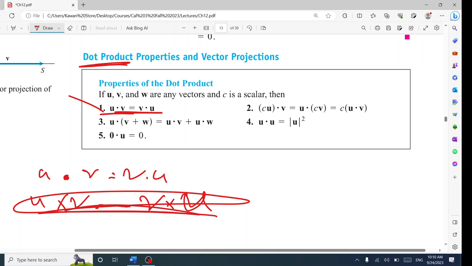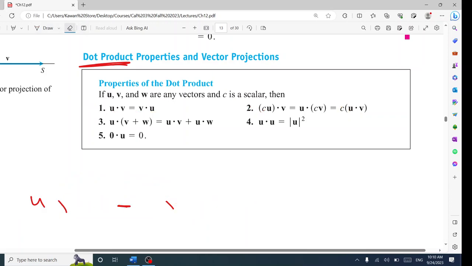So here is okay. This one is called scalar. You can bring out the scalar, or you can do whatever you want. And that one is called distribution. If I have three vectors, I can find the distribution between them. How? By multiplying one by one and finding the addition between them. Here's for the first plus, here's for the second. And we say that zero multiplied by any vector will give zero. And the last one is the length. The length is equal to u dot u. Okay.